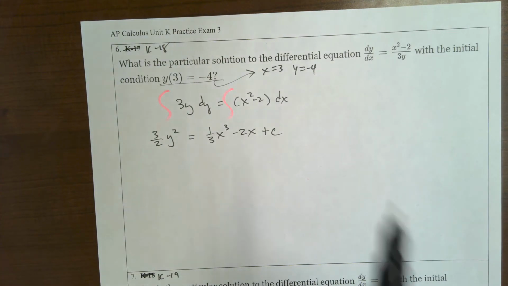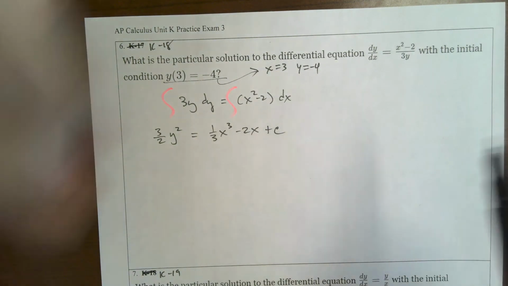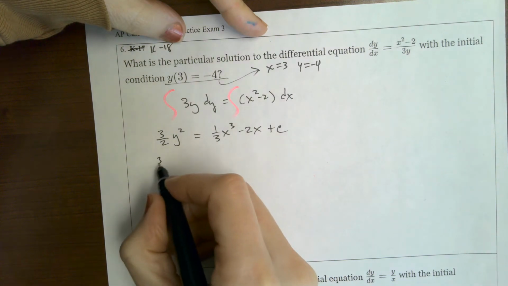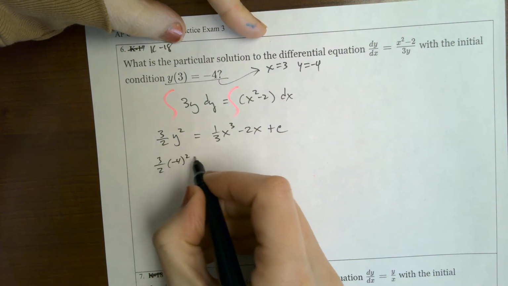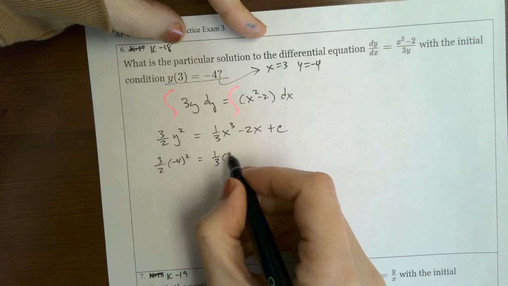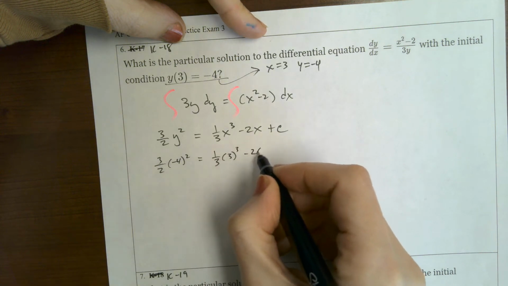Now, the reason you use the initial condition is to find c. So I'm plugging in -4 for y, and then 3 for x.